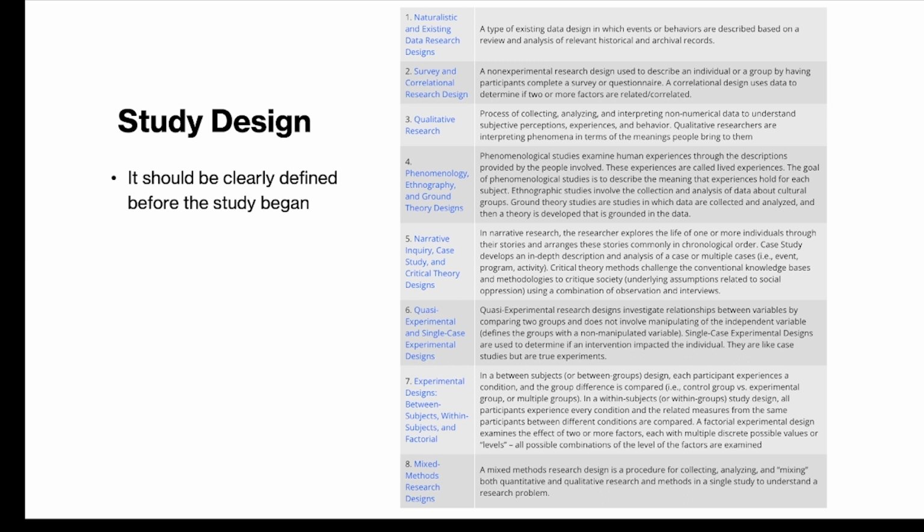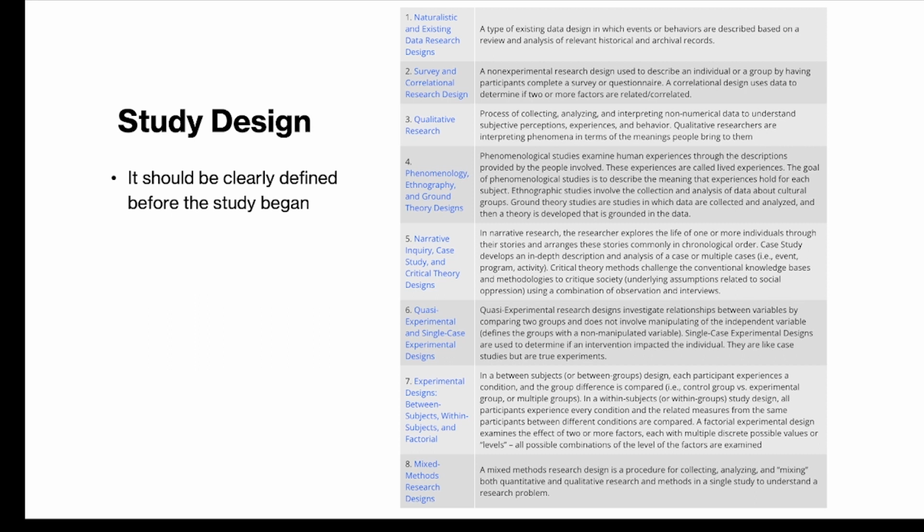Now, first we have the naturalistic and existing data research design. Under this design, a type of existing data design, events or behaviors are described based on review and analysis of relevant historical and archival records. What happens in the naturalistic and existing data research design is that it's more about capturing what is naturally happening. Usually you can employ something very closely related to this, which is what you call the ex post facto design.